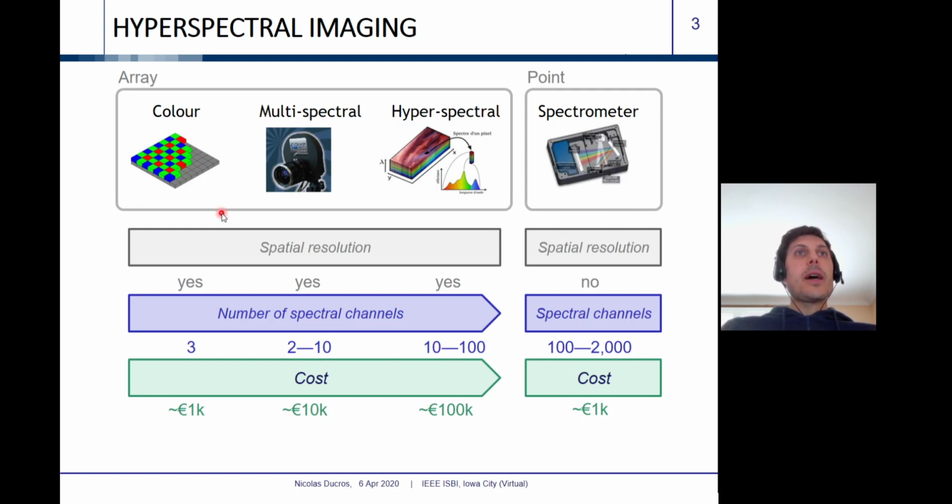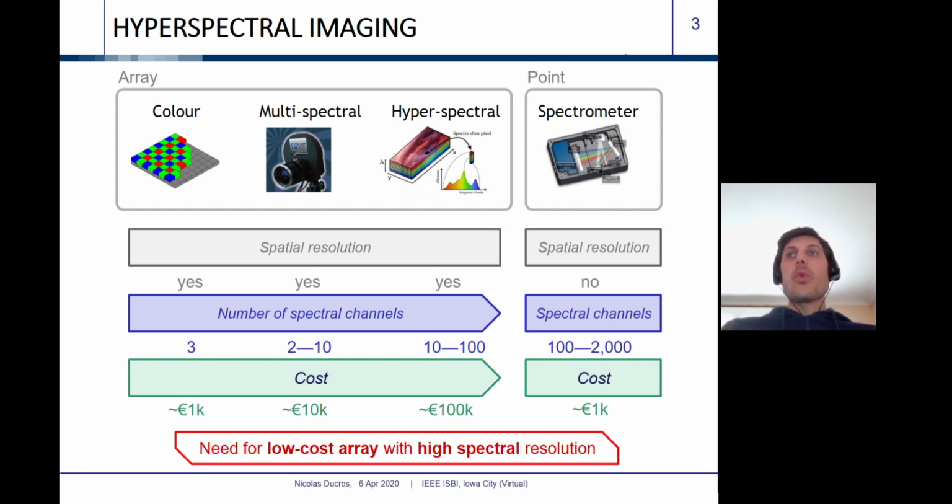On the one hand, we have array detectors that can image in up to tens of spectral channels, but they are expensive. On the other hand, we have spectrometers that can image in several thousands of channels for a modest cost, but they can image only in one point. For fluorescence-guided surgery, what we need is the spectral resolution of a spectrometer and the spatial resolution of an array detector, and obviously we would like to get this at low cost. This is why we will implement a compressive imaging modality.